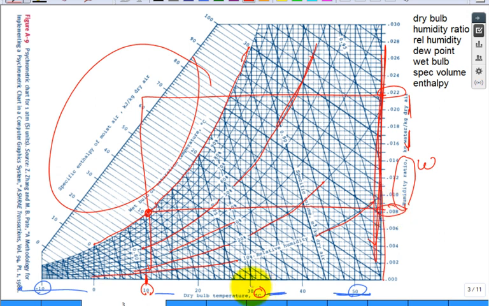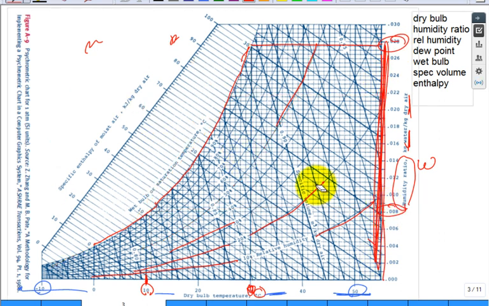Or if you're at this temperature, 30 degrees C, well, yeah, it can hold a lot more. You can get a really high omega, a lot of kilograms of water per kilogram of dry air. But you can't have a point out in here. It doesn't make sense, so there's the maximum. That's why they put the y-axis on the right.